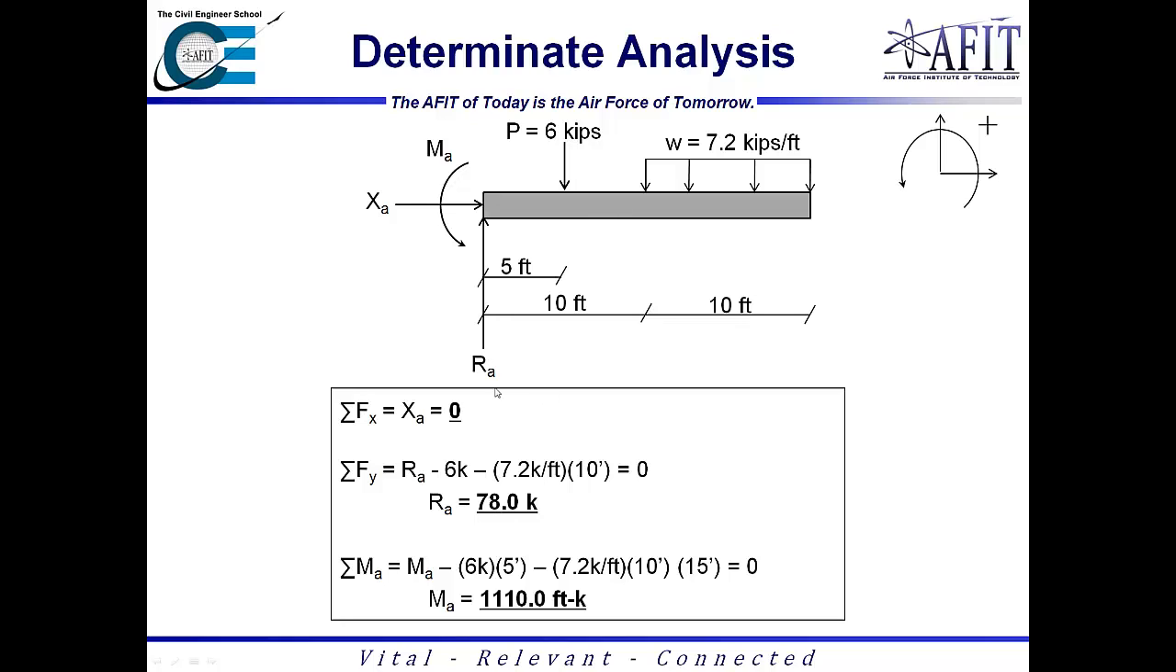Next, we're going to go ahead and sum the moments about the support. And so this is the only moment right here resisting these two loads. We have a 6 kip load acting 5 feet away from the support, and we have a 7.2 kips per foot distributed load acting 15 feet away from the support. And the 15 comes from 10 plus 5, which is half the load. With distributed loads like this, we just take half of the distance, and that becomes the resultant. So half this distance plus this 10 feet equals 15. When you actually solve for it, you get the moment at A, or moment at the support, equal to 1,110 foot kips.